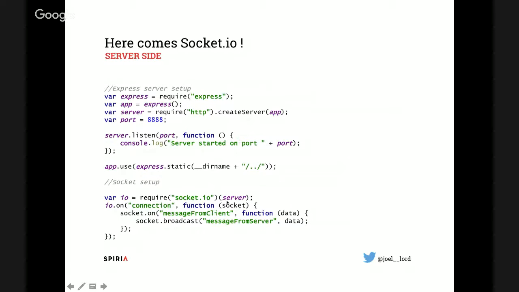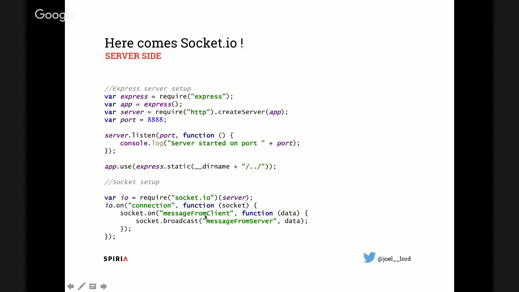Then whenever there's a connection, I can get the socket, and I have one event here. Whenever there's a message from client event that is triggered, so whenever there's a client that sends a message to the server, and this name could be anything.